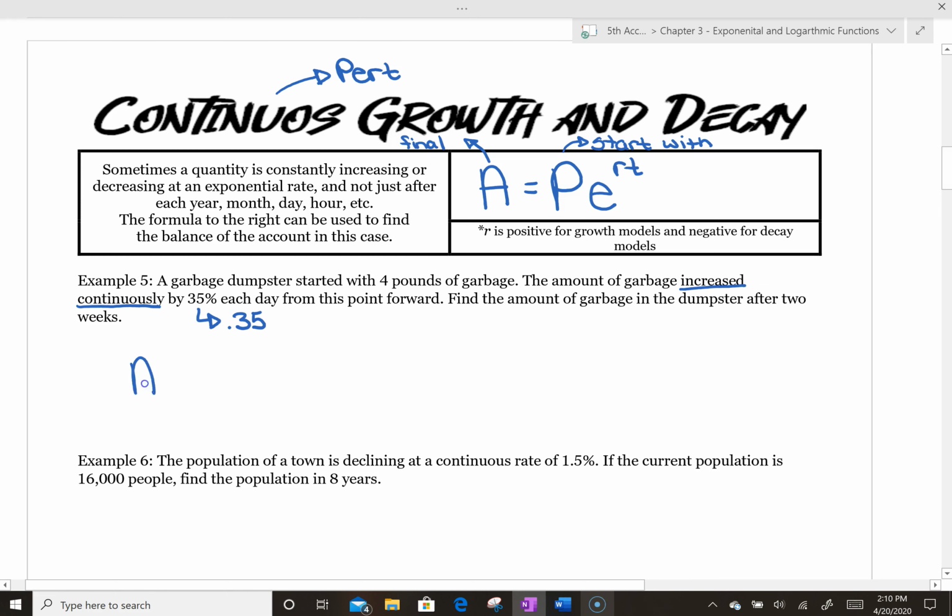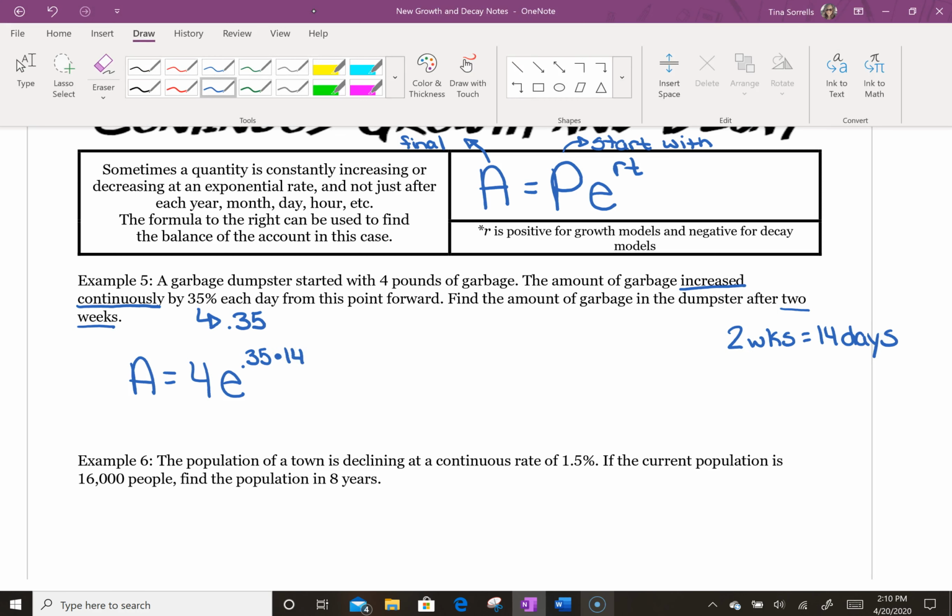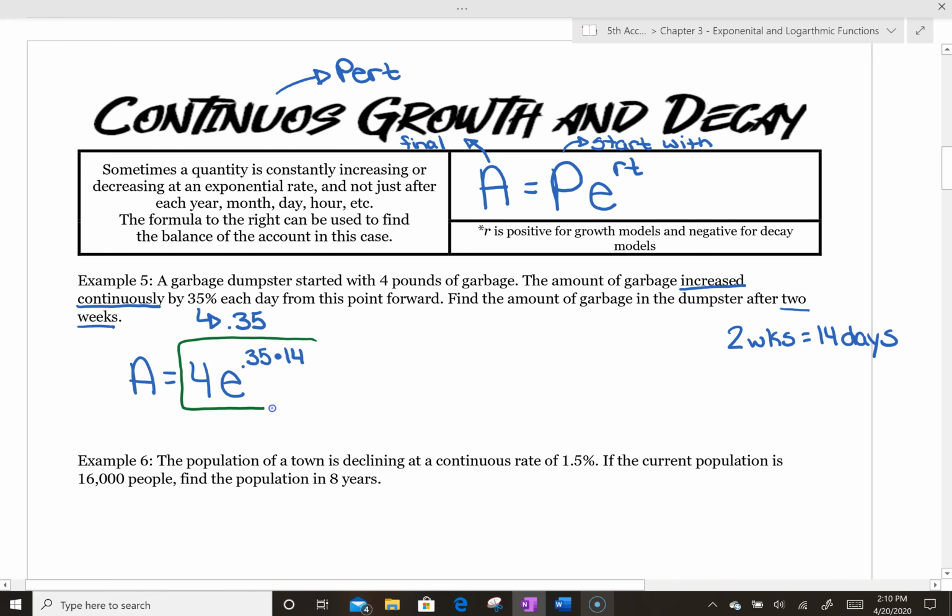Okay, so we're just going to go A equals 4E to the 0.35 times. This is 2 weeks. Okay, everything was based off of a day. So 2 weeks equals how many days? So that would be 14 days. So that should actually be a 14 right there. Okay, so you should be able just to type that one straight into your calculator, and we get approximately 537.16 pounds.